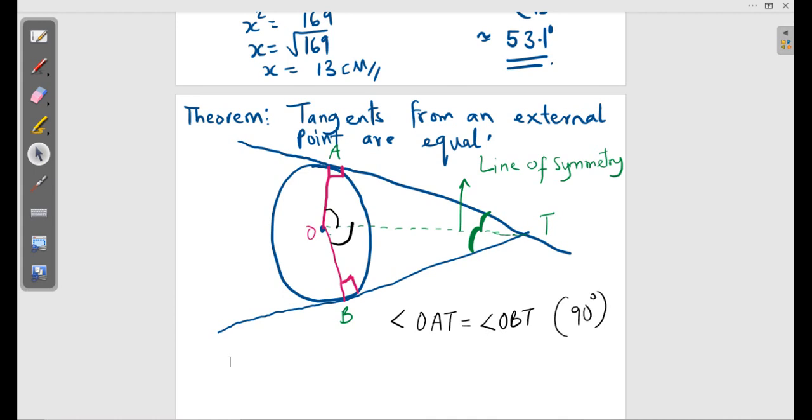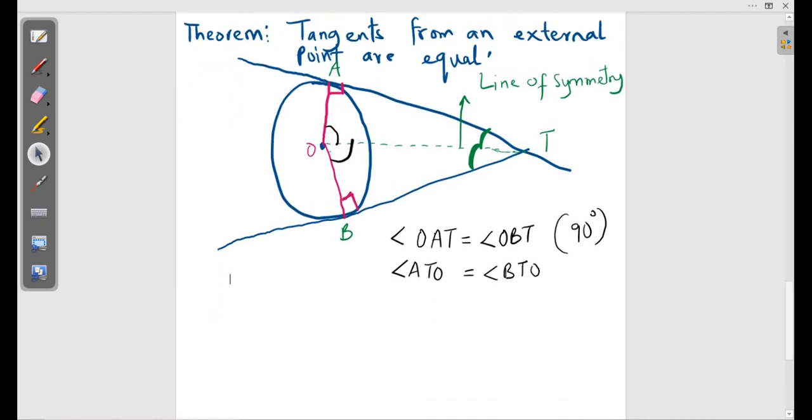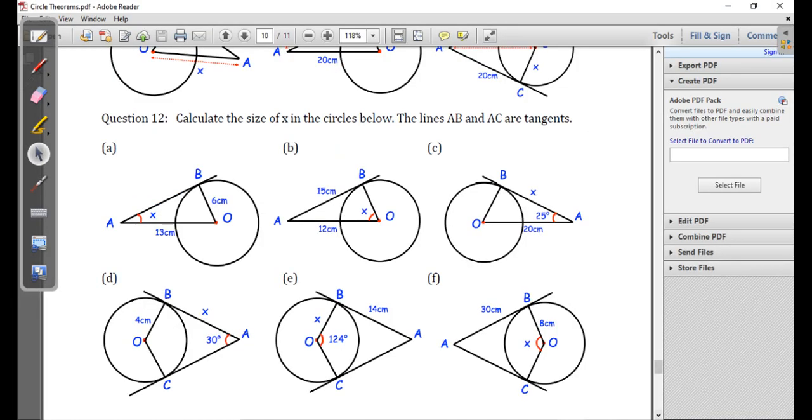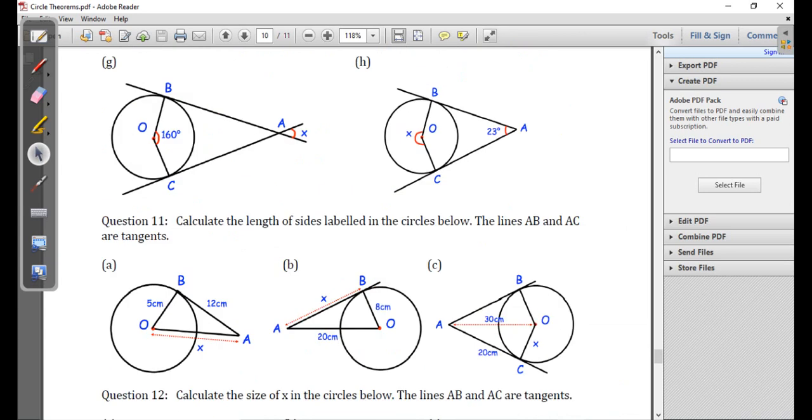Also, angle ATO is equal to angle BTO. That's the angle where the line divides itself. And automatically, this angle at O is also the same. So the implication is that line AT is equal to line BT. So if you are able to get this line of symmetry, the conclusion is that this tangent AT will always be the same as tangent BT. And that is what that theorem is talking about. So we're going to look at one or two questions on that as well. And I hope it would be very, very clear.